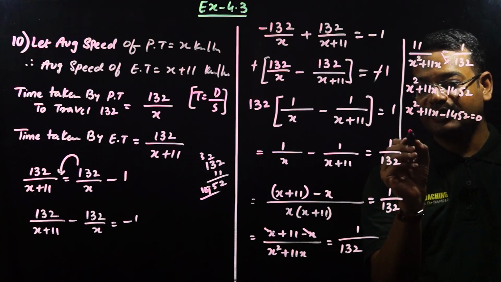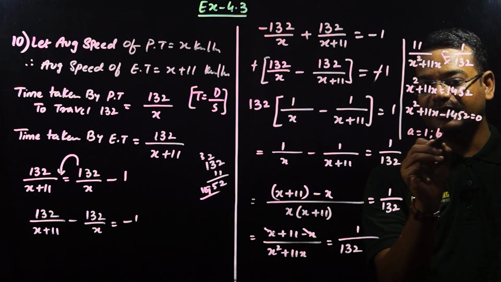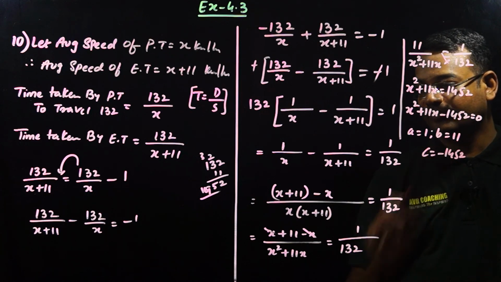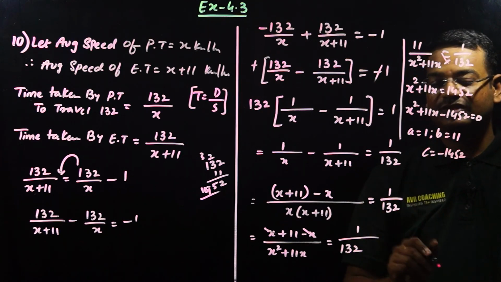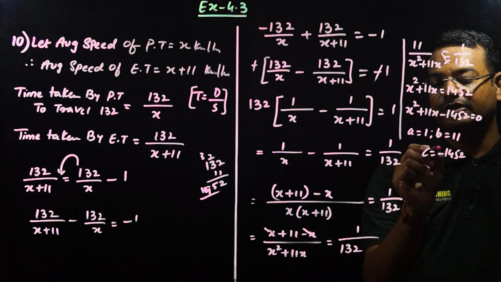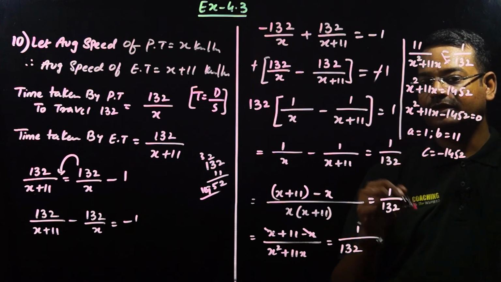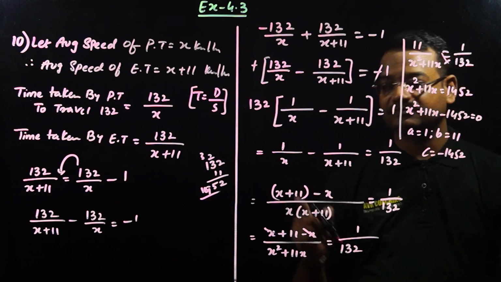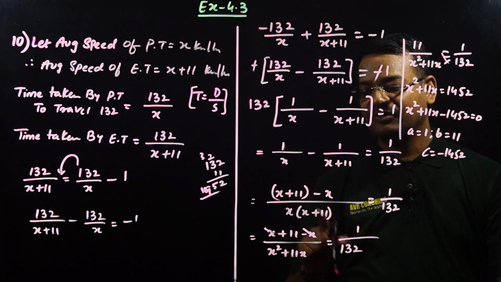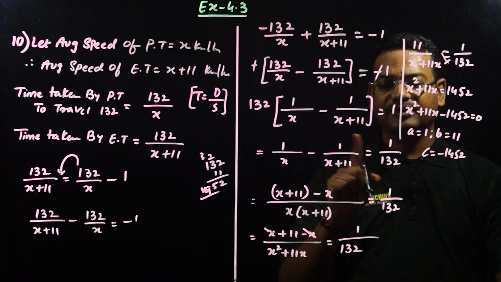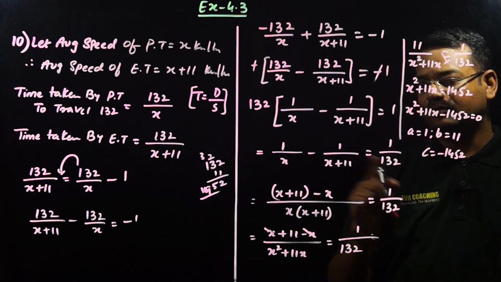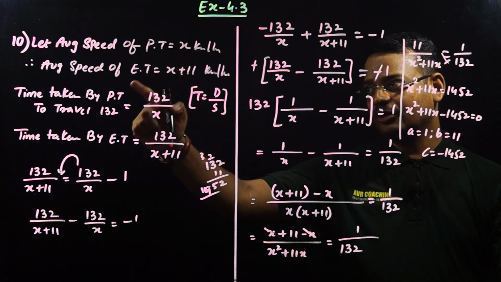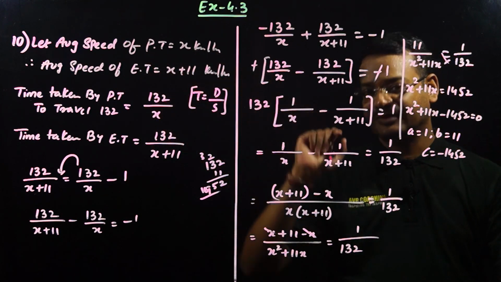Now here a equal to 1, b equal to 11 and c is equal to minus 1452. I am leaving this problem here so that you can continue and substitute a, b, c values in the quadratic equation. Before that you have to find b square minus 4ac and see if the roots of the equation exist. If they exist, substitute a, b, c in the quadratic formula and find the average speed of the passenger train and also the average speed of the express train.